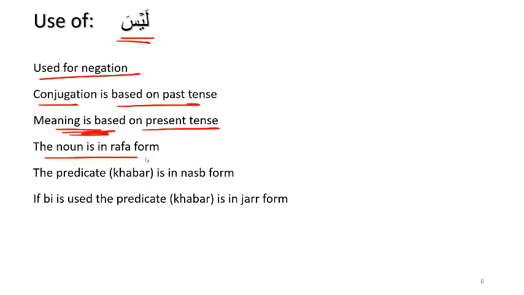With laisa, the noun is in rafa form, so this is similar to kana, and the predicate or khabar is in nasab form. This is also similar to kana and yakunu. With laisa, we could use bazer be as part of the predicate or with the predicate. If this happens, then the predicate is not in nasab. In that case, the predicate will be in jar form.